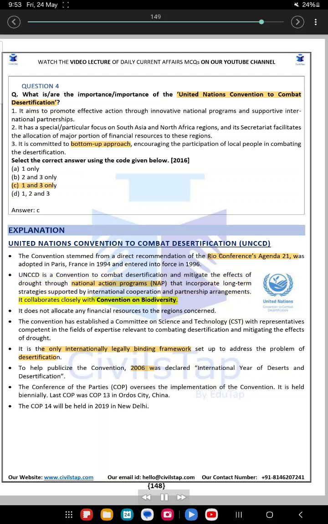It collaborates closely with Convention on Biodiversity. It does not allocate any financial resources to the regions concerned. The convention has established a Committee on Science and Technology (CST) with representatives competent in the fields of expertise relevant to combating desertification and mitigating the effects of drought. It is the only internationally legally binding framework set up to address the problem of desertification.